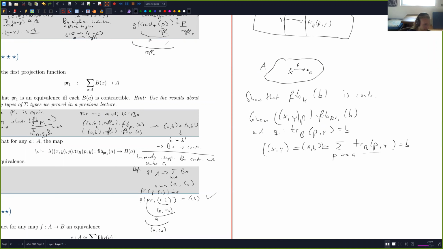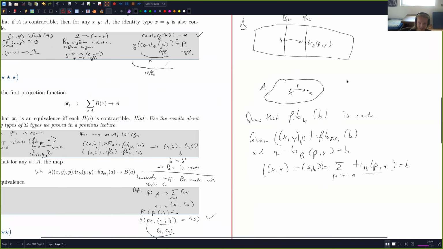Okay, so I see the solution doesn't prove that it's a proposition, but it proves actually that the pair I described here but didn't write down is a center of contraction. So let's write down the center of contraction again. The center of contraction of the fiber should be (a, b, reflexivity at a).